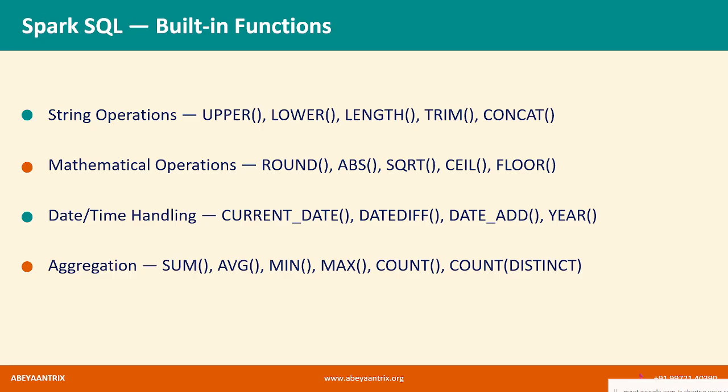Then you also have date and time handling functions. You can get the current date and the difference of dates. Suppose your data frame has two dates, joining date and resigning date. If you want to know the difference, you can use date difference. You can add to the date, year, all these things. You can have sum, average, minimum, maximum, count, distinct. Whatever you are performing in SQL so far, you can bring everything here and execute it.